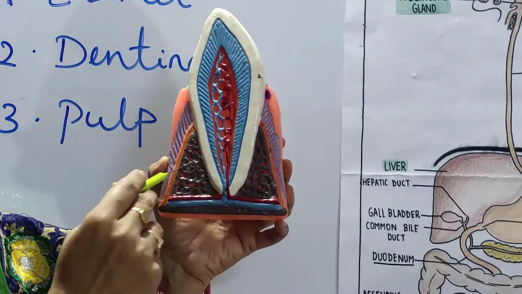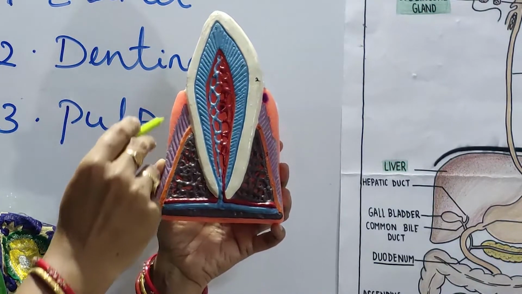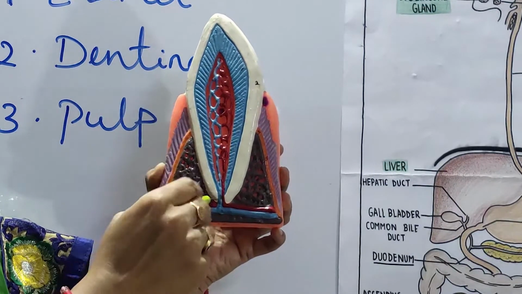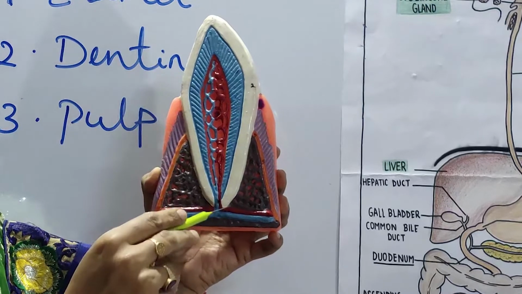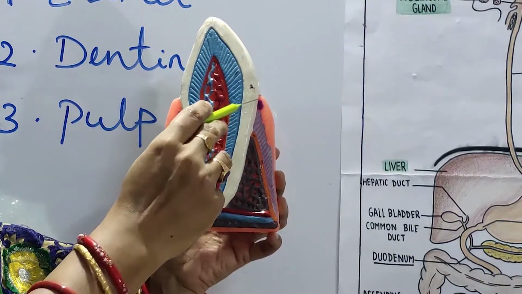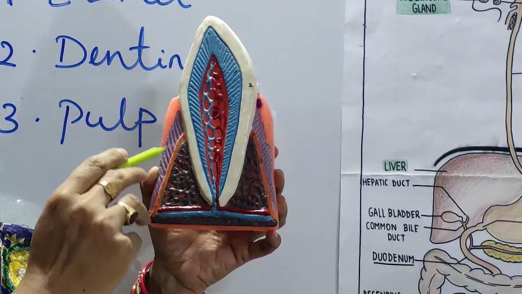This is the jawbone and this is the socket or the bony socket through which the teeth, this particular tooth is embedded. This is the bony socket into which this tooth fits.